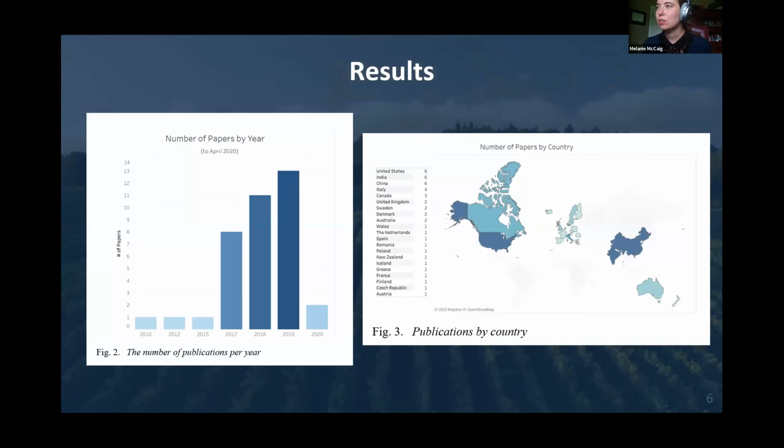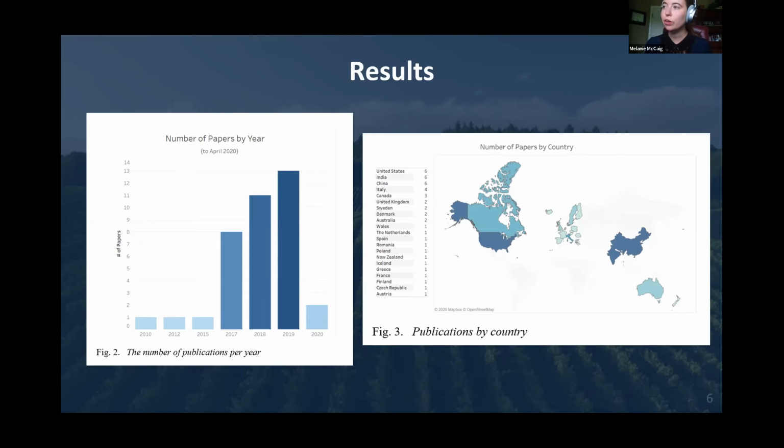Further, in our results, we mapped them to show the publications by each year. Among the 37 selected articles, there was 1 article each from 2010, 2012, and 2015. There were 8 articles from 2017, 11 articles from 2018, 13 articles from 2019, and 2 articles published as of April 2020, which is when we did this study. These results show that the topic is current and of increasing interest.